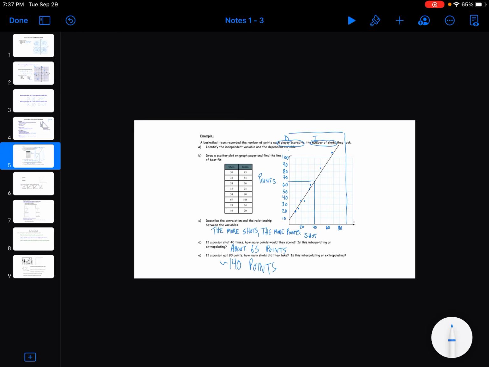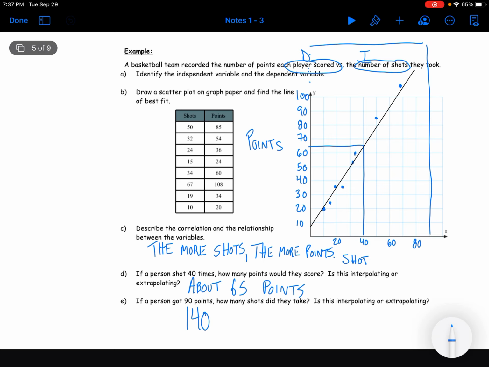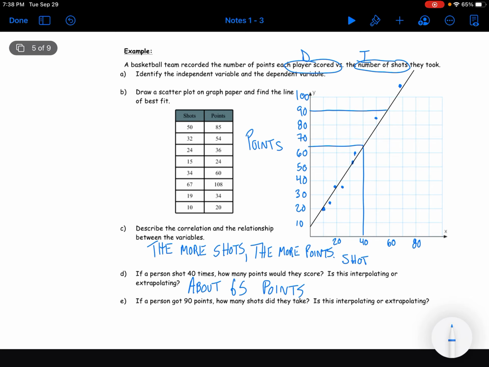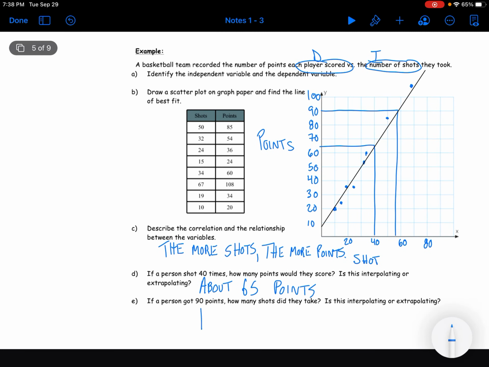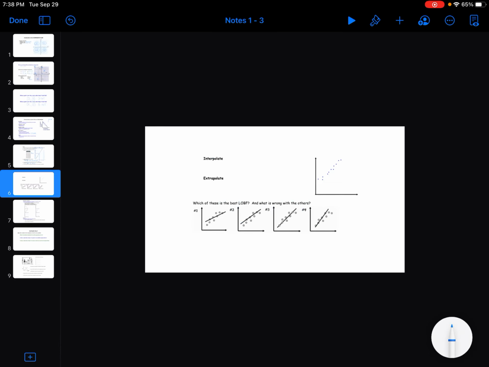Next, sorry, I did that question wrong. Let's go back to that. I did that as how many shots they took, but they actually scored 90 points. So what we want to talk about there is just going over here and coming down. So it would be just shy of 60 shots. So probably, let's say, about 58 shots.